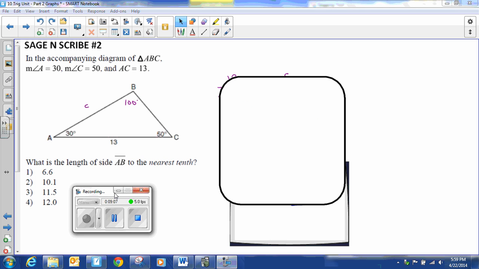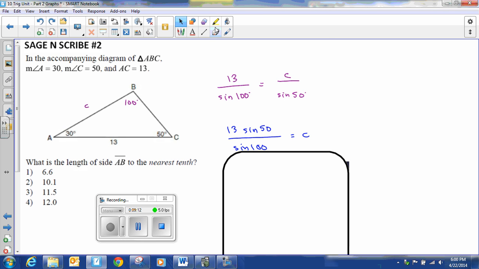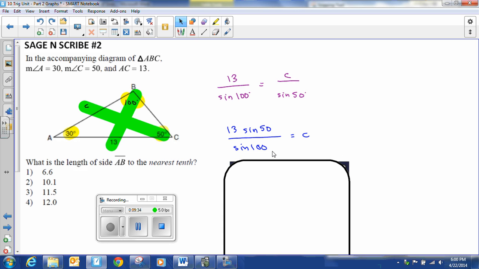And the last one here, sage and scribe number 2. Now this one involves one extra step. Since we know this is 30 degrees and this is 50 degrees, then by the interior angle sum principle, we know this is 100 degrees. So that way we can set up our ratio 13 over sine 100 equals c over sine 50 degrees. And that's exactly what I did here.